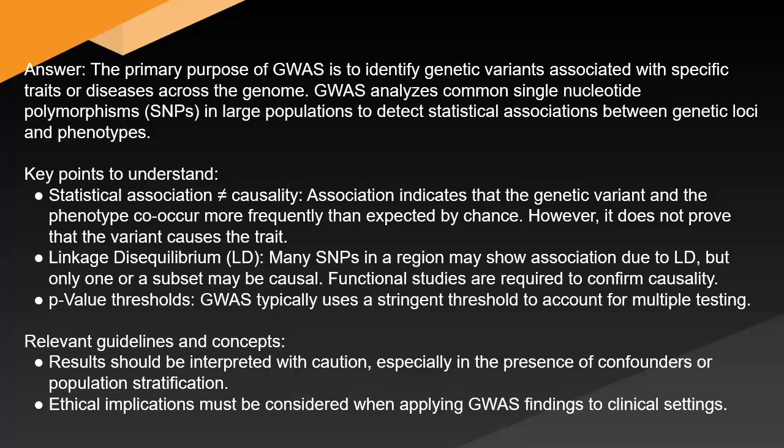Key points to understand: statistical causality. Association indicates that the genetic variant and the phenotype occur together more frequently than expected by chance. However, it does not prove that the variant causes the trait. Linkage disequilibrium (LD). Many SNPs in a region may show association due to LD, but only one or a subset may be causal. Functional studies are required to confirm causality.